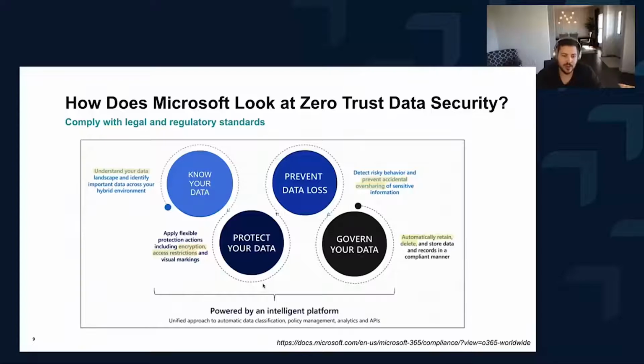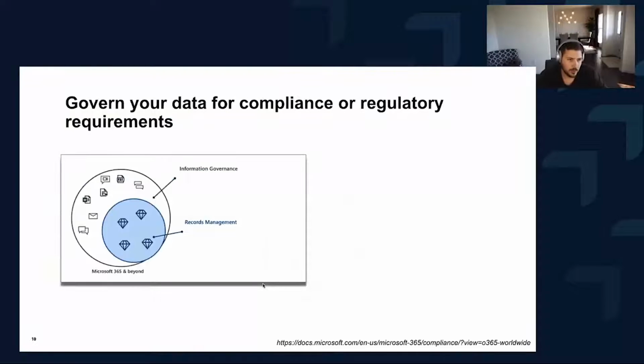And this is really the main area I want to focus on here. This is traditionally where we see our customers focused in terms of a core data protection aspect in terms of backup and recovery. So let's dig into the govern your data section, right? This is, again, for compliance and regulatory requirements, not for backup and recovery. And this is by design for Microsoft.